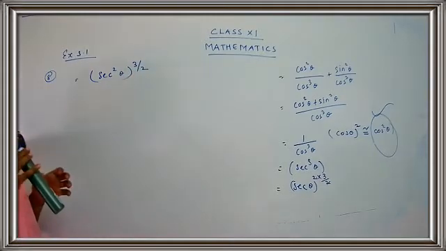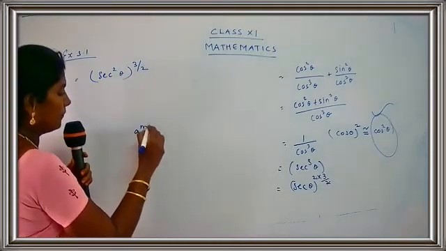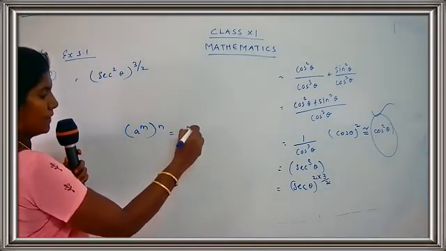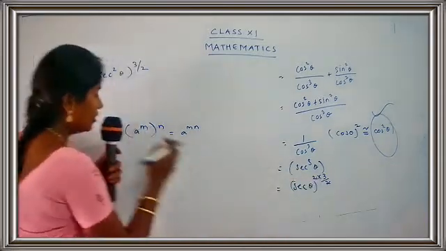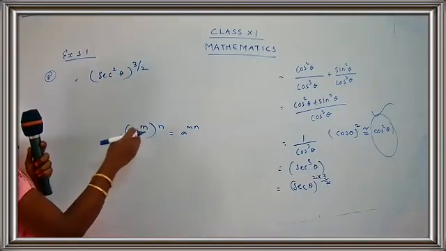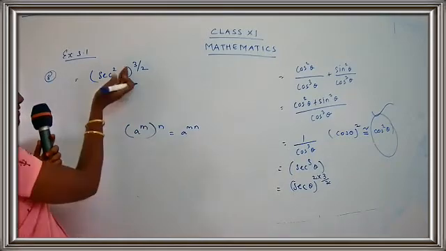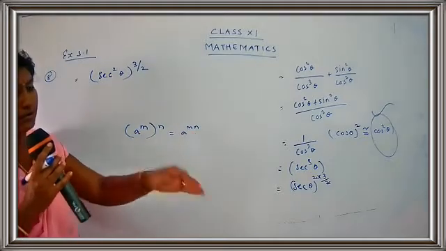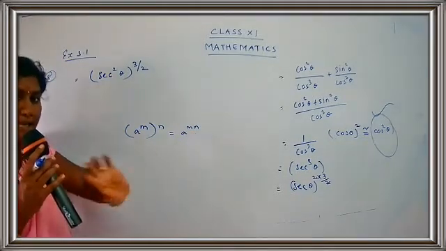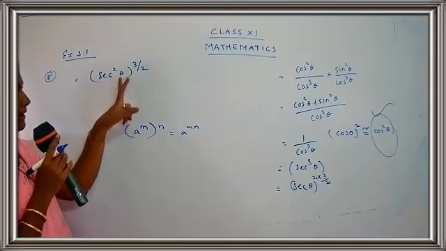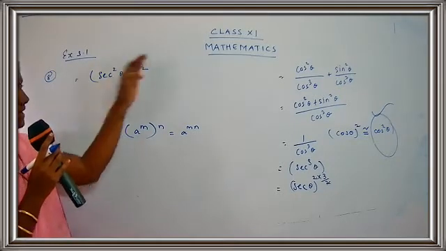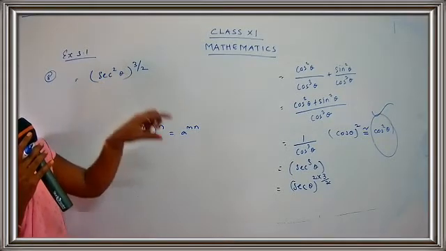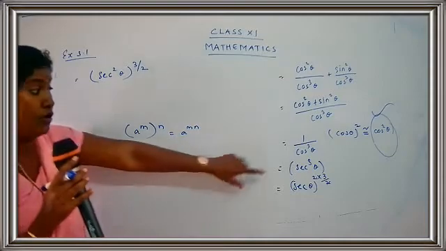Are you clear, children? So you know that you can write a raised to m the whole raised to n as a raised to mn. So m into n is together. So I can write it in the form of a raised to m the whole raised to n. So I have just separated the powers. The power was together, 2 into 3 by 2. So now what have we done? We have just separated the powers. So secant square theta. I have taken 2 separately and 3 by 2 separately. But you can multiply these two powers together. 2 into 3 by 2 gives you the value 3, the original value.